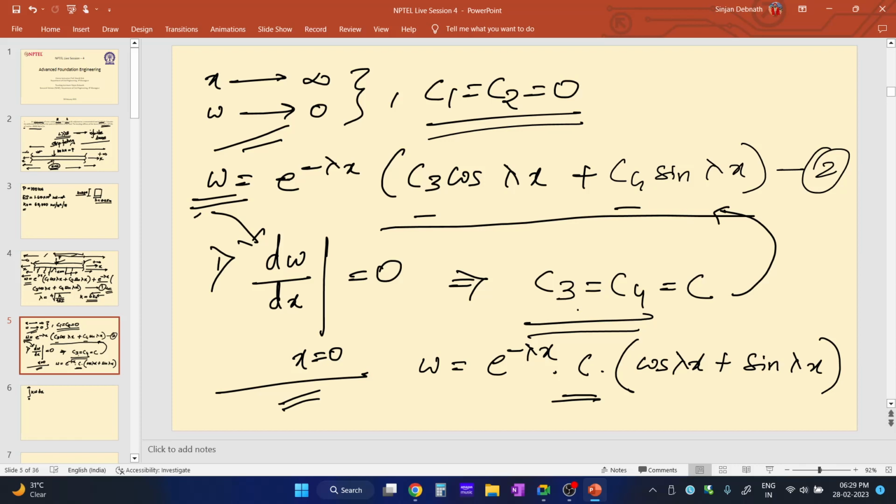Now if we put this c into equation number 2, which we got after applying the initial boundary conditions, we will get only e to the power minus lambda x into c into cos lambda x plus sin lambda x. See, the c is still unknown. That means we need to apply another boundary condition in order to get the value of c.